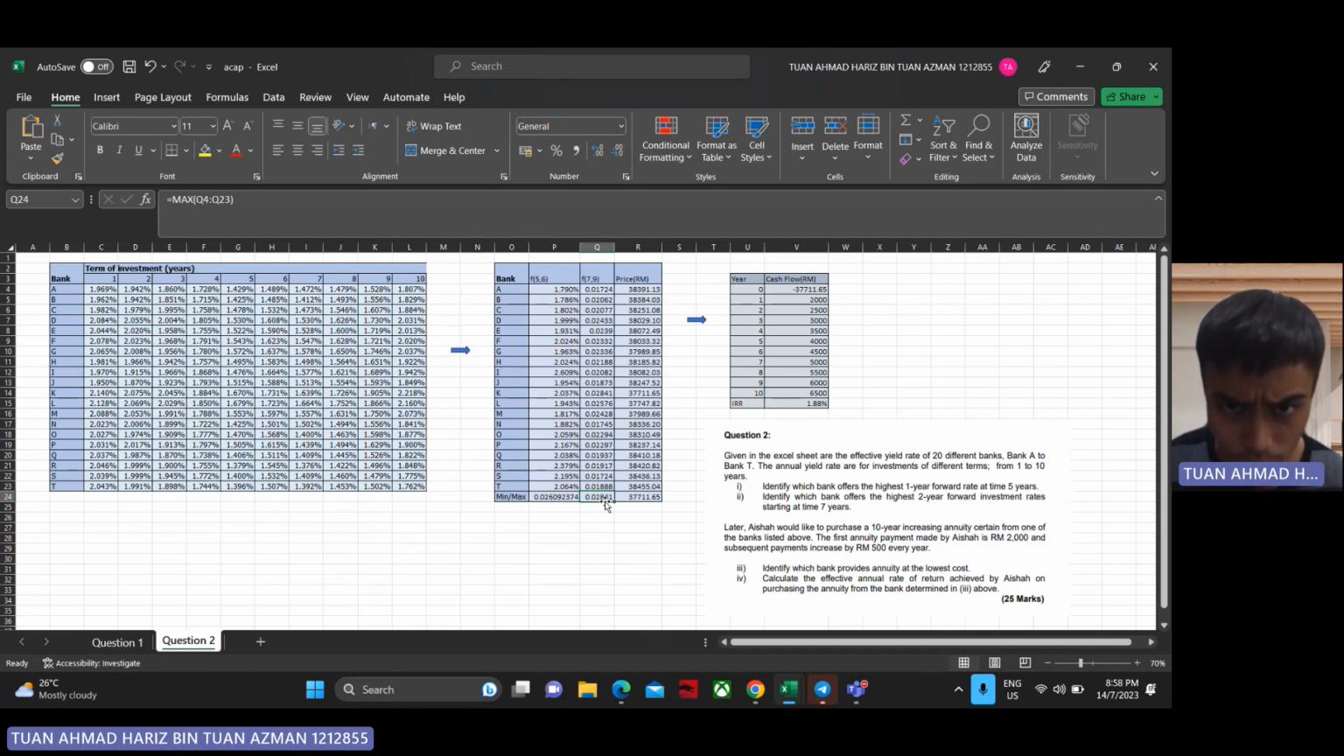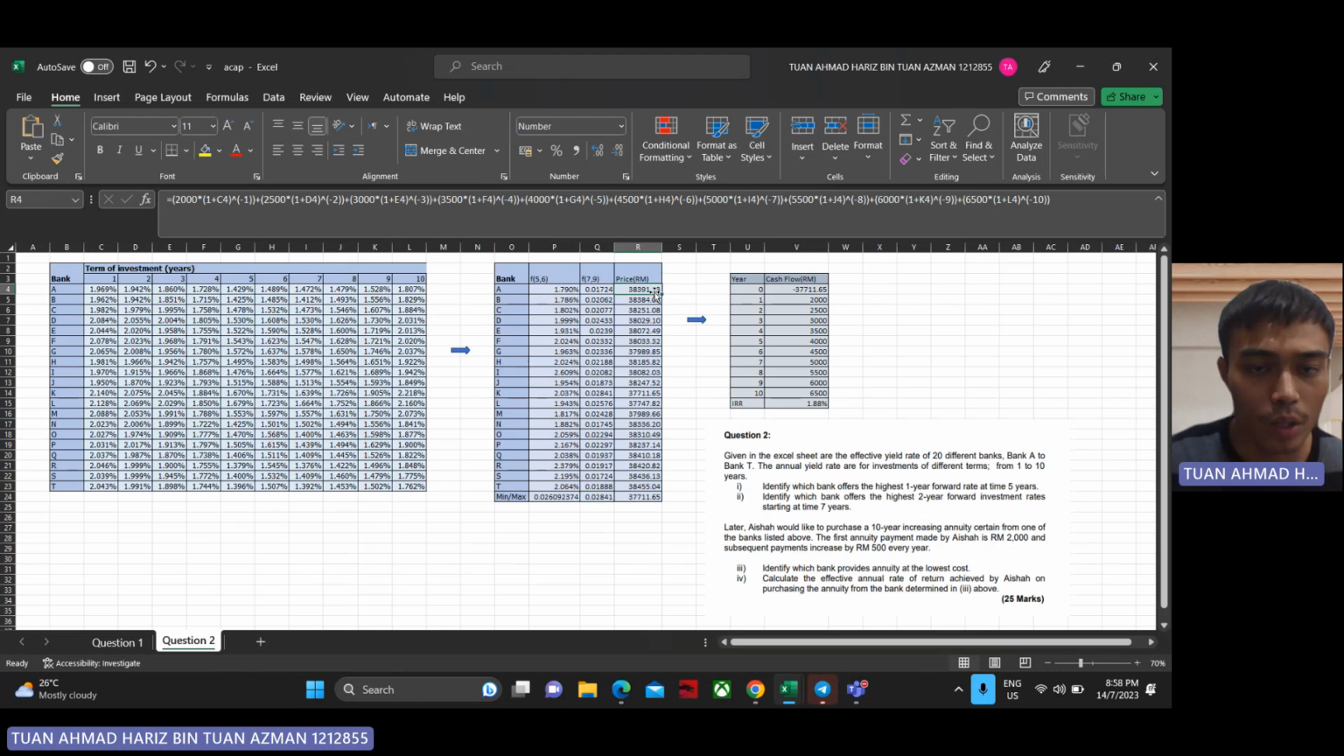All right, so we have to calculate all the prices of the banks, so then we can see which one is the lowest cost. All right, so how to calculate the price? Okay, so first in bank A, we have to calculate it using the time diagram from 1 to 10.